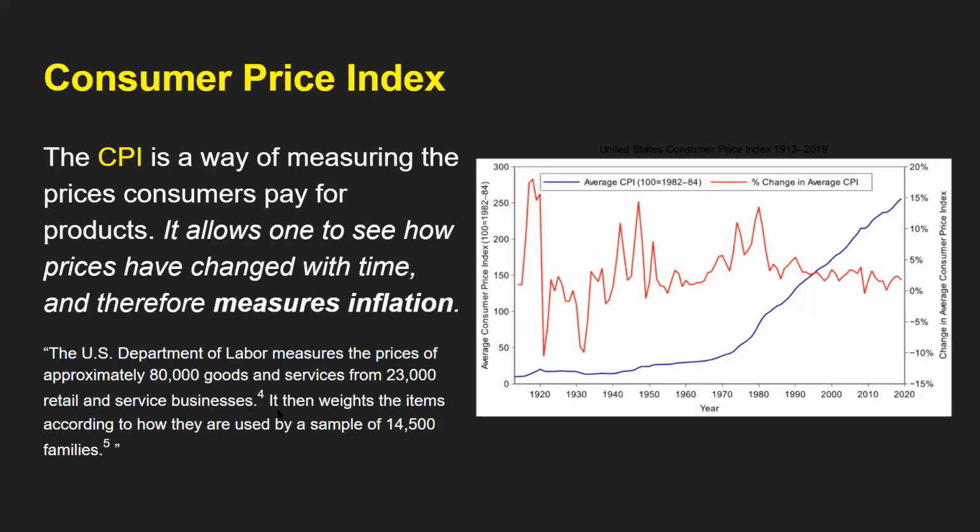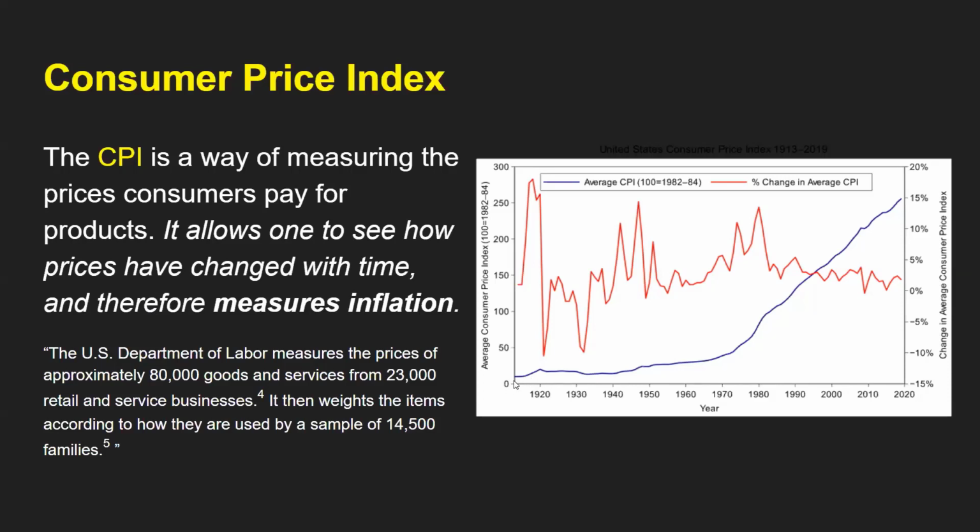It's weighing these items according to how they are used among different families as well. So when you see CPI in your homework, that stands for Consumer Price Index, and I want you to know that's a formal index. When we think about average CPI, this is a formal index, and we have data on this from years back.